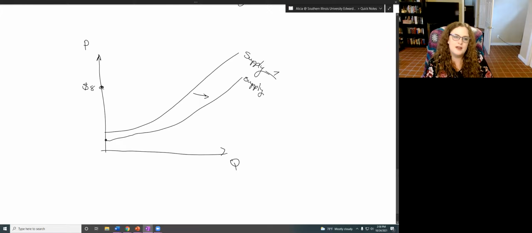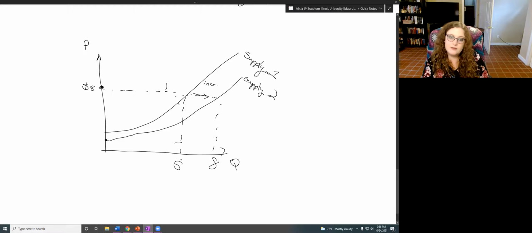So maybe for an $8 latte, instead of the 5 that I could have produced, I can now produce 8 of them. Because I'm like, wonderful. Well, now it's cheaper for me to be able to produce that. This increase in supply is a shift outwards.